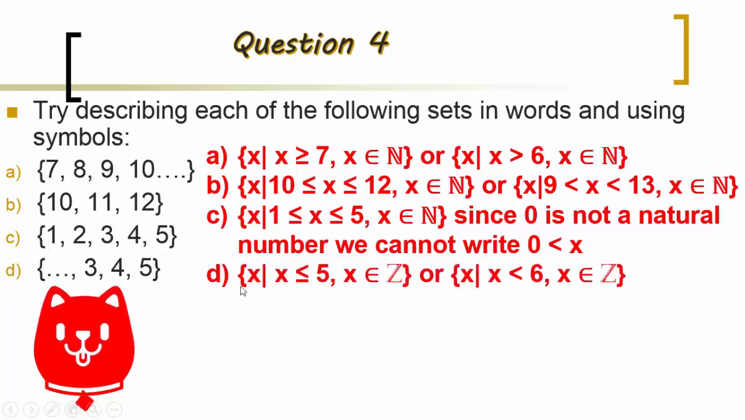So this means the set of all x such that x is less than or equal to 5, meaning that we're ending it here at 5, and x is an element of the integers, since, as we discussed earlier, the integers include both the natural numbers and the whole numbers. And in this case, we can include 6, because 6 is an element of the integers, so we can say x is less than 6, which means that we're going smaller and smaller, starting at 5.